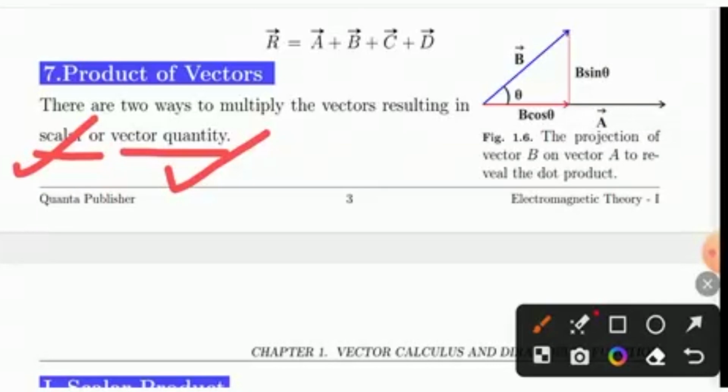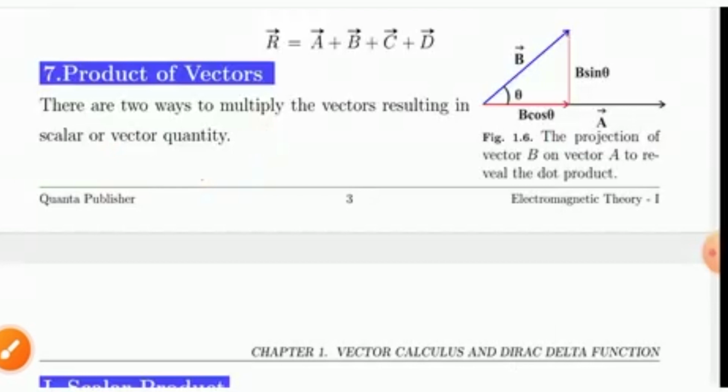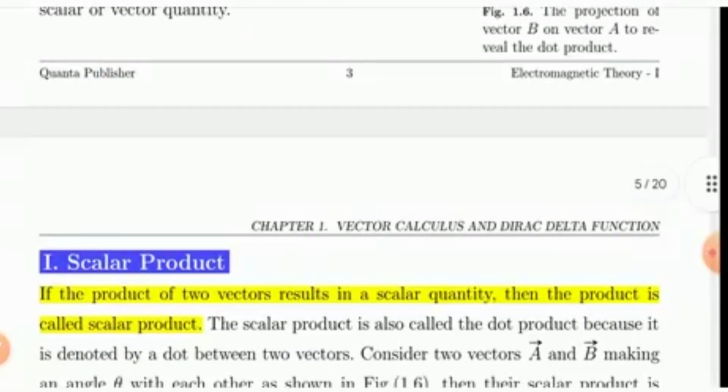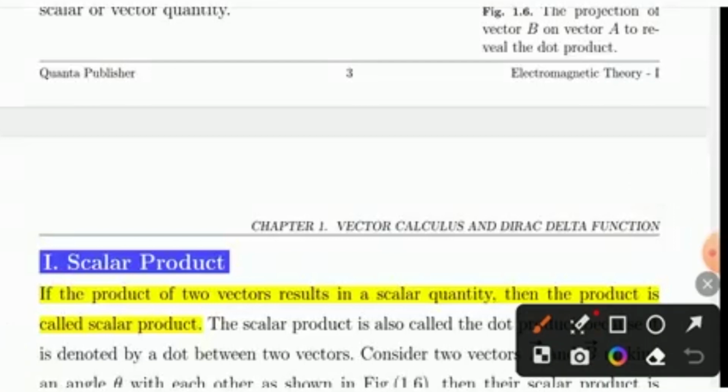Today we will discuss the scalar product. Here you see the definition of the scalar product. If the product of two vectors results in a scalar quantity, then the product is called the scalar product. This scalar product is also known as the dot product, and it is represented by a dot placed between the two vectors. We will see how to write its mathematical notation.